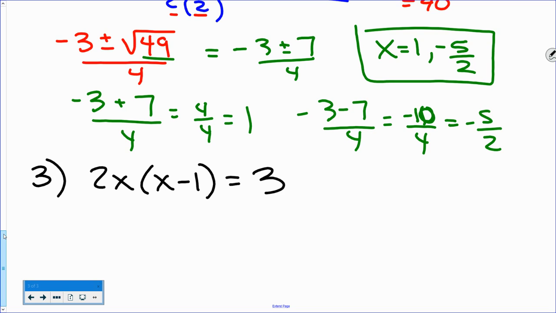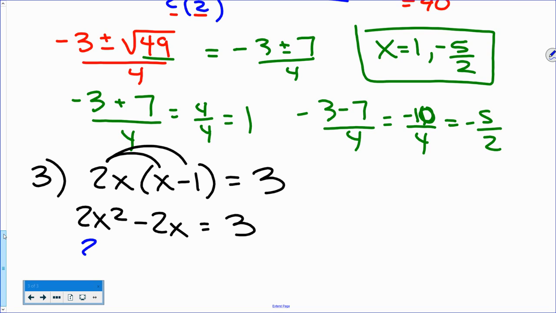Right now I cannot tell what A and B and C are because for one, it's not in standard form. It's got parentheses. All right, so we need to do some distributing. I need to make sure I get this equal to 0. All right, so then I can start my quadratic formula. So 2x times x would be 2x squared minus 2x, and then that would equal 3. So I want to subtract that 3 then to the other side. So 2x squared minus 2x minus 3 equals 0. Okay. We'll go ahead and do the quadratic formula with this one.